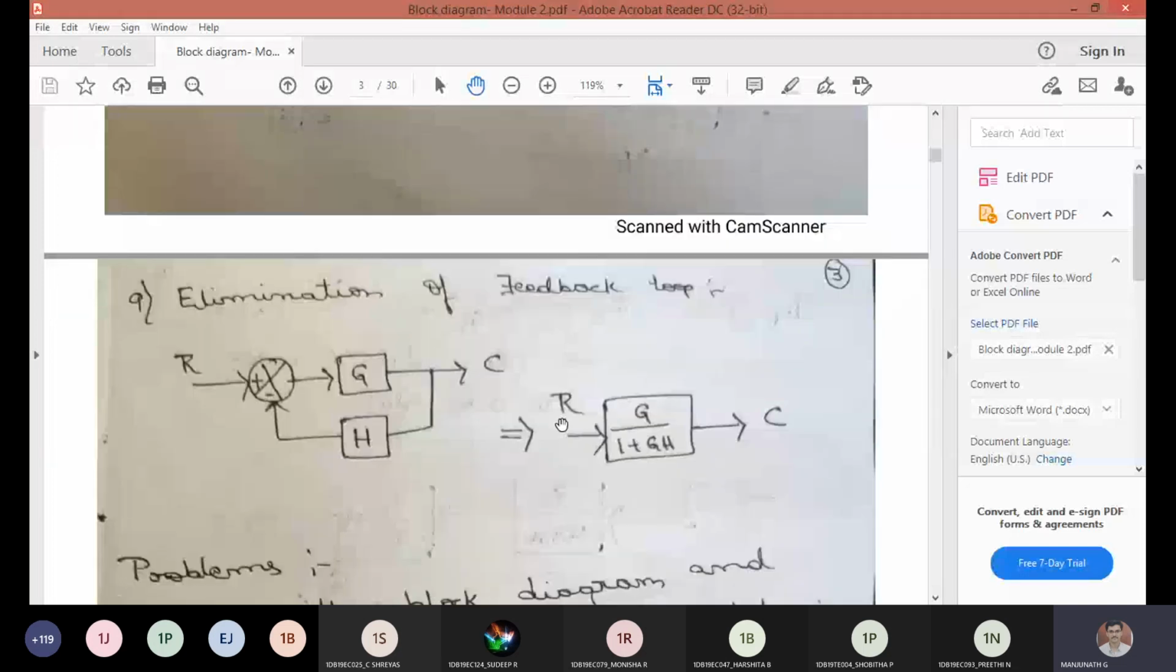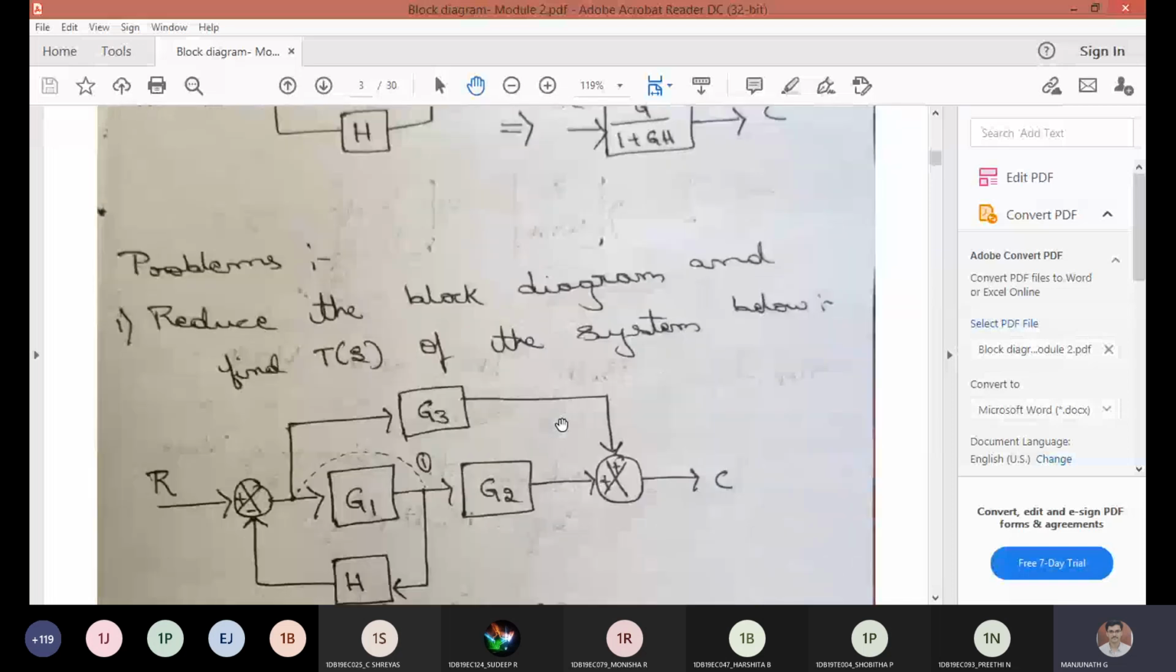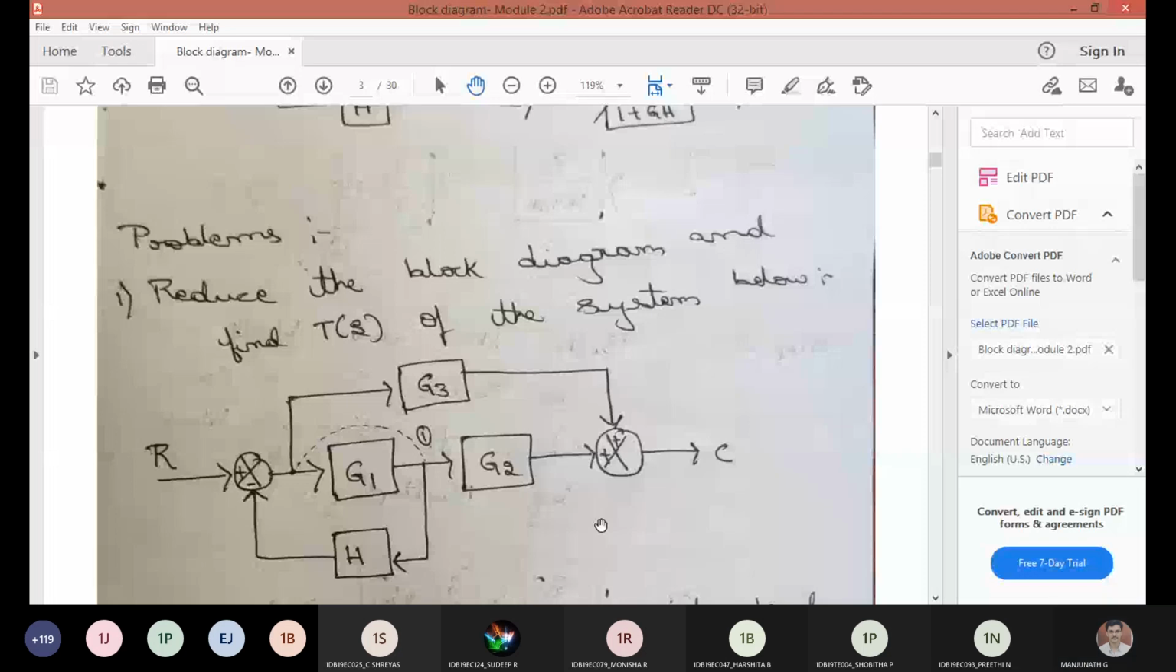Now you can look at how the questions will be. A simple circuit we have taken so that we will understand. Look at the question: reduce the block diagram and find T of S, nothing but the transfer function, for the system shown below. You can see R is there and you have C. This complete diagram is your system. Inside that, we have to implement the combinations you have learned in the rules, then we can get the transfer function. By seeing this diagram, I want answers from you now. What are the possibilities we can do?